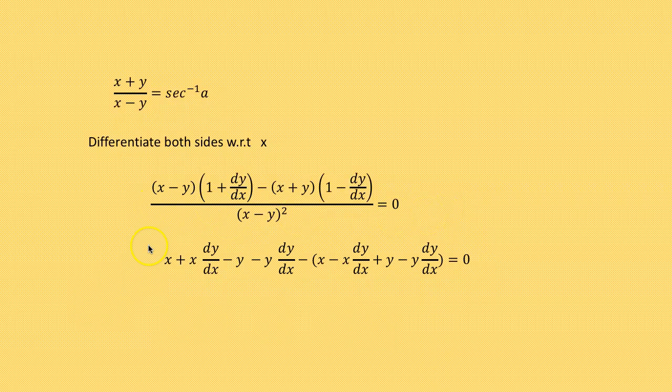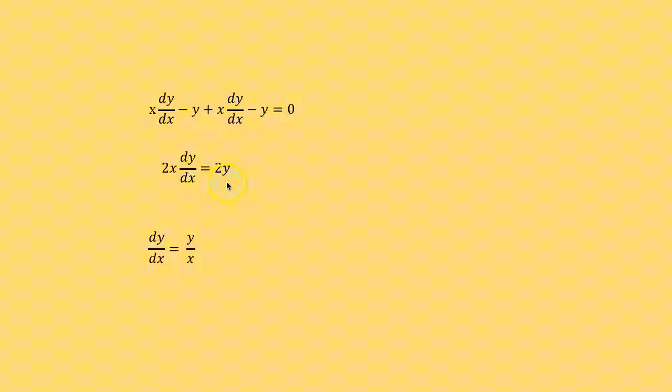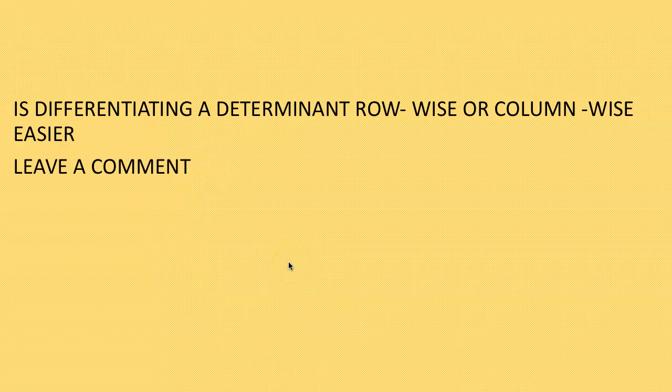And open this bracket, so I get x plus x dy by dx minus y dy by dx minus x minus y plus x dy by dx minus y dy by dx equal to 0. We can see that x cancels with x and minus y dy by dx will cancel with plus y dy by dx. So we would get x dy by dx minus y plus x dy by dx minus y equal to 0. So 2x dy by dx equal to 2y or dy by dx equal to y by x.